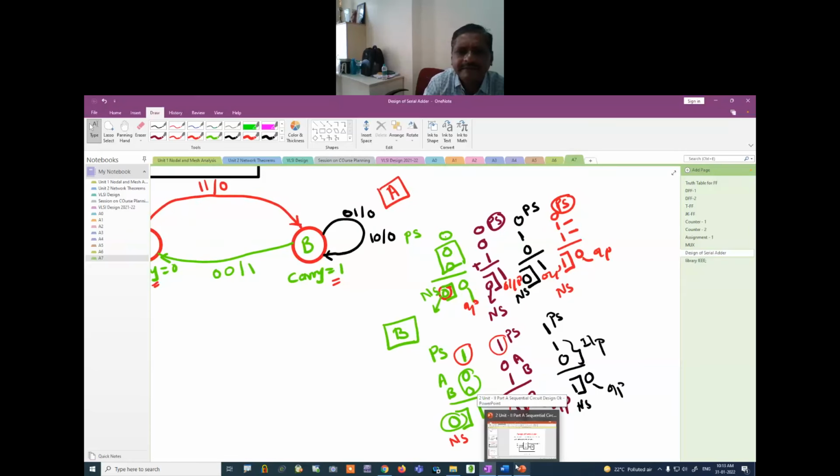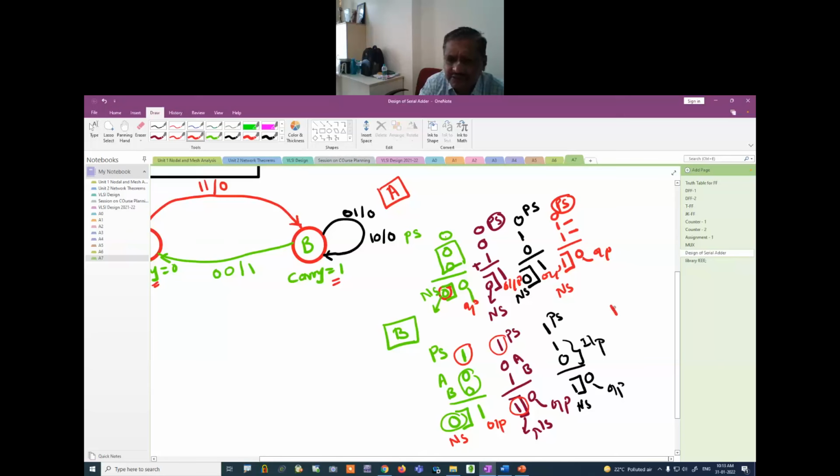Now, we will check the last possibility. What is the last possibility? When we are in the B state, what is the B state? Carry is equal to 1. And the possibility of the input is 1, 1. Look at this possibility. What will we have? This is the present state. This is the A input. This is the B input. 1 plus 1 plus 1, that is 3. How is 3 in binary? 1, 1. Is it right? Out of that, this one is the output. This one is the carry, which is the next state.